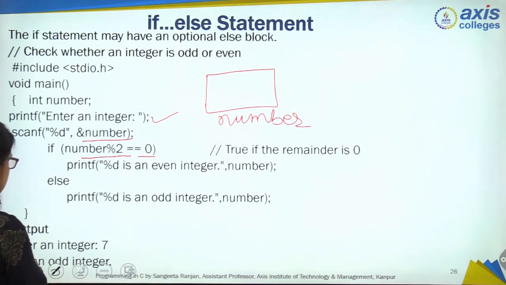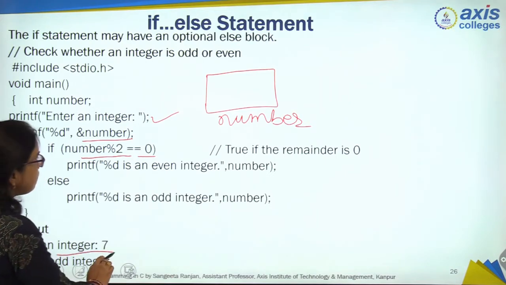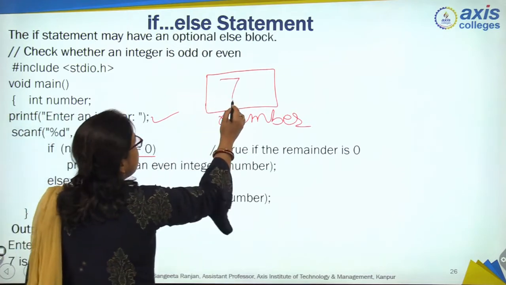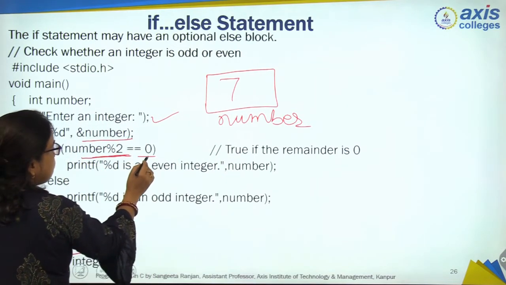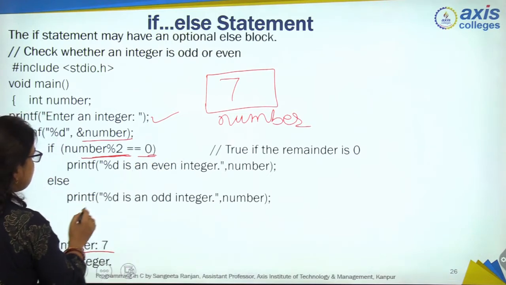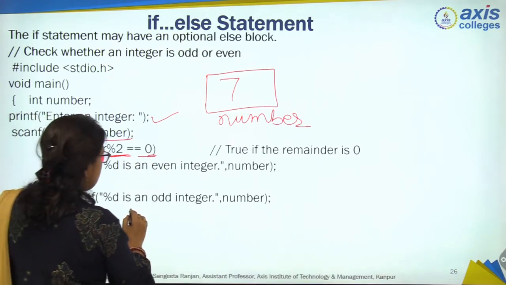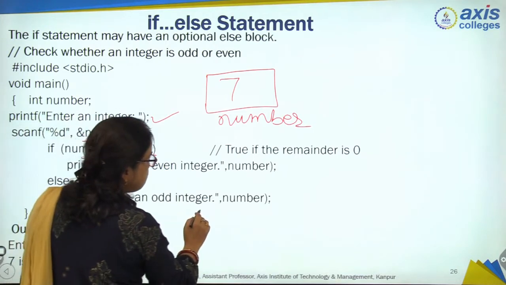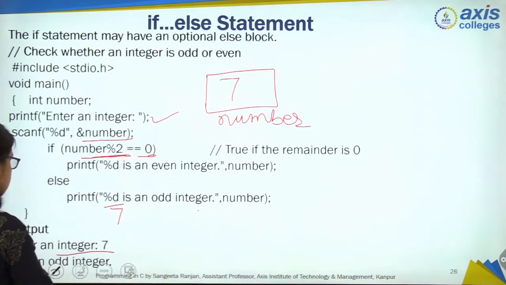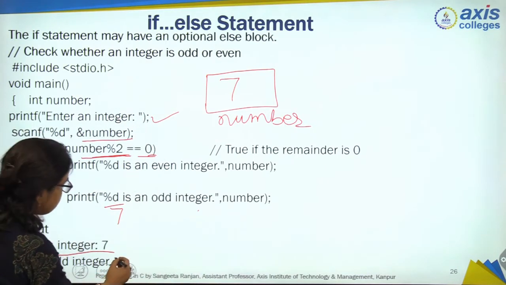I have entered here, enter an integer number, 7. I have entered number 7, and it takes out the remainder of 7, which is not equal to 0, so it prints %d, that means the number 7 is an odd integer. In this way, "7 is an odd integer" will be printed.